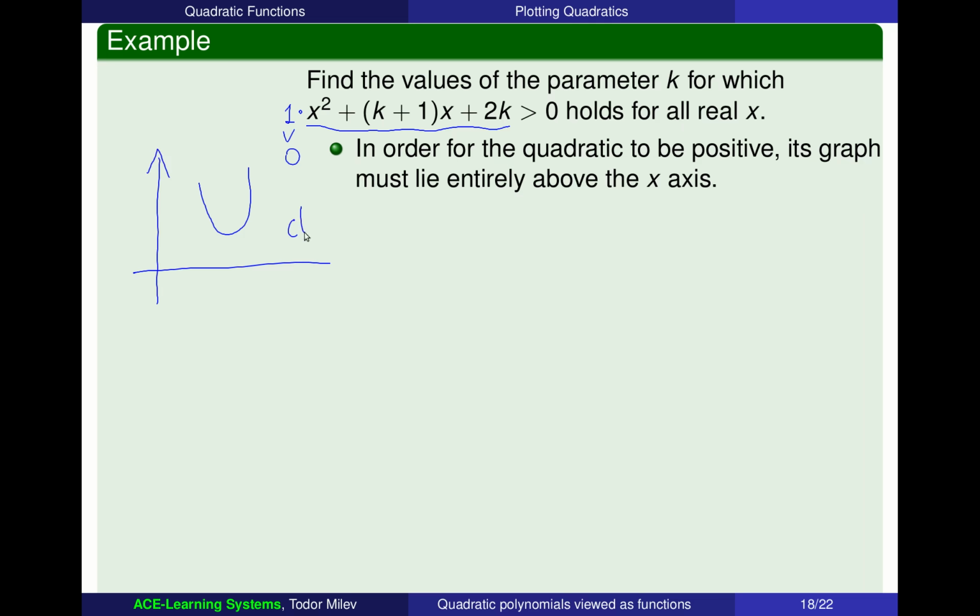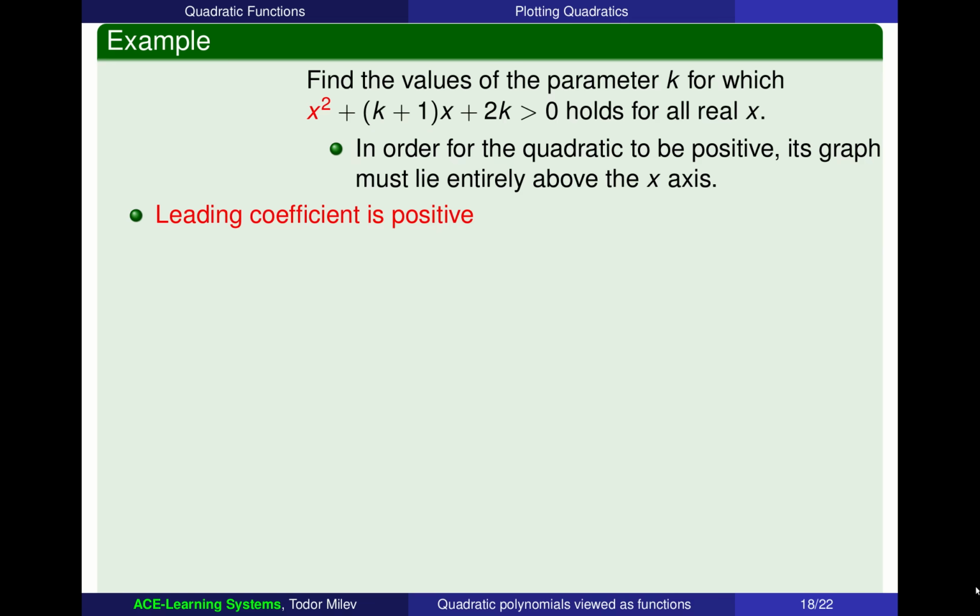So can we choose k so that the graph of my parabola lies entirely above the x-axis? So that's what the problem is about. The leading coefficient is positive, as already discussed, so the graph opens up. So our picture is going to be something like this.